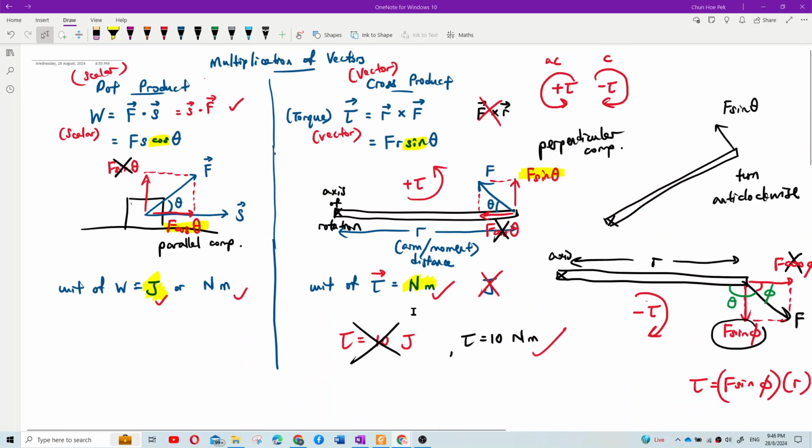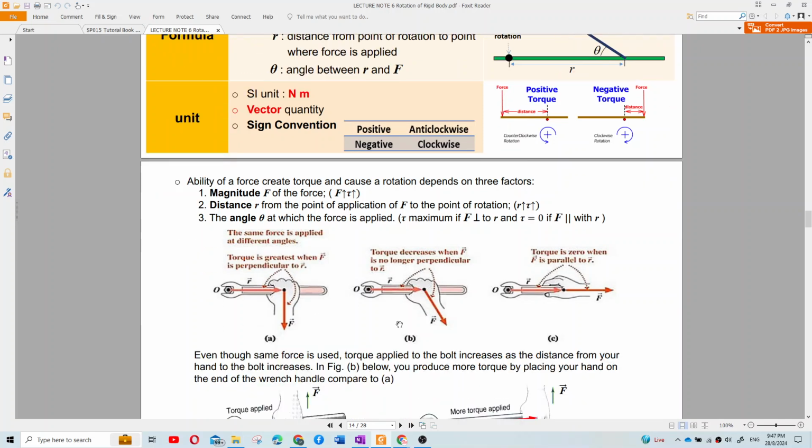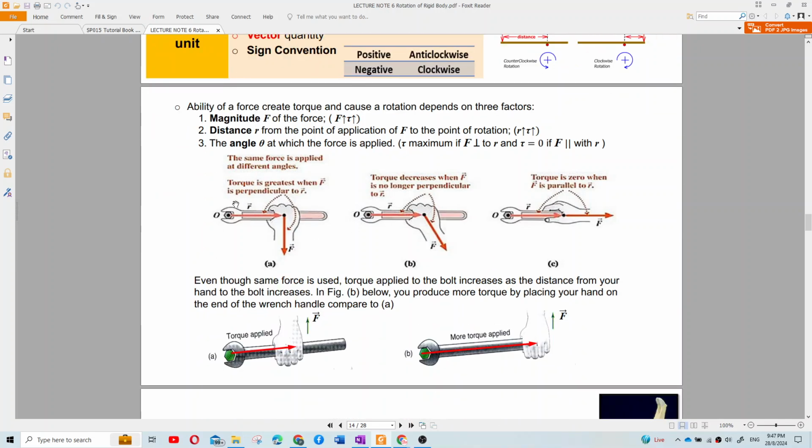Okay. What else? Yeah, I think I cover everything right here. So, you see, positive is anti-clockwise. This sign is wrong. Clockwise is negative. This is wrong, a typo. Clockwise is negative. This is negative, and this is the positive. Anti-clockwise is positive.